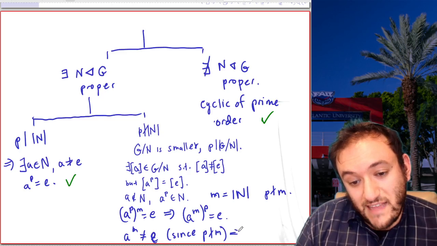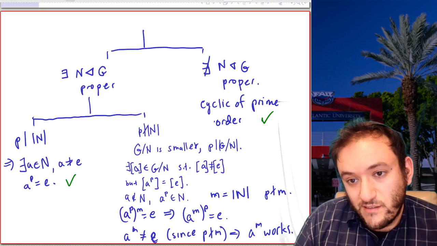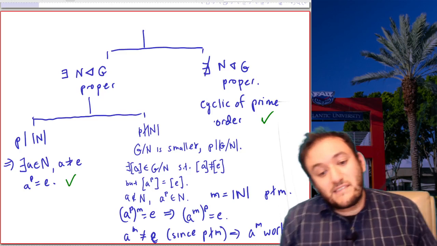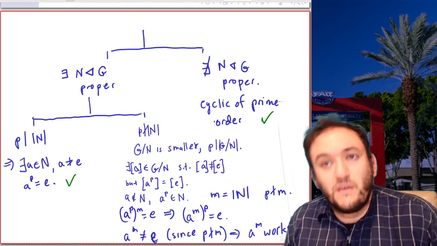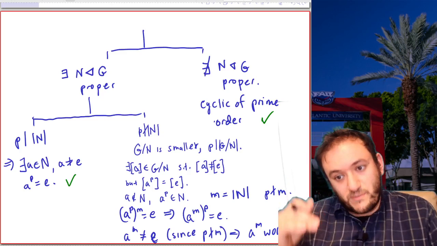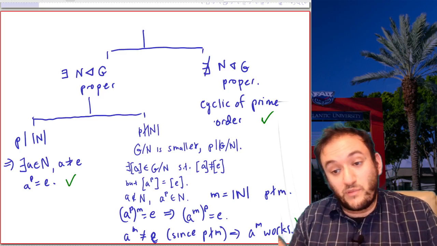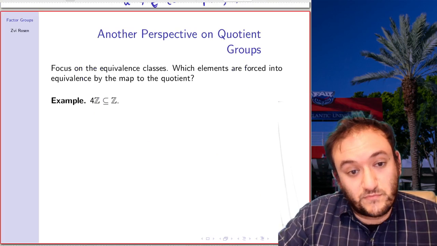So that means that we have our element, A to the m, works. Okay, so it's this big induction. And this is kind of how a lot of proofs in group theory go. You assume it's true for smaller groups, and then you can either use a subgroup or you can quotient out by the subgroup. And one of those two things will do what you are hoping for it to do.